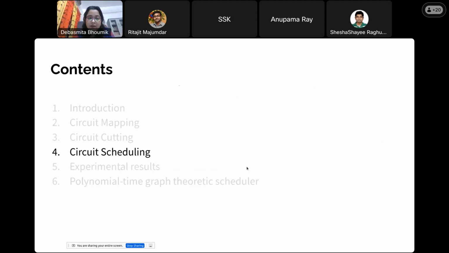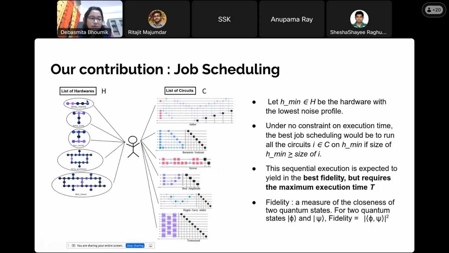Now the part of circuit scheduling. So this is our contribution part, that is circuit scheduling. Let us have a list of hardwares. Here we have Manila, Quito, Nairobi, Guadeloupe and Hanoi for this diagram, and there are some circuits. So we have taken adder circuit, Bernstein-Vazirani, Grover, real amplitude, ripple carry adder and Trotter's circuit. So we have to map these circuits to these hardwares.